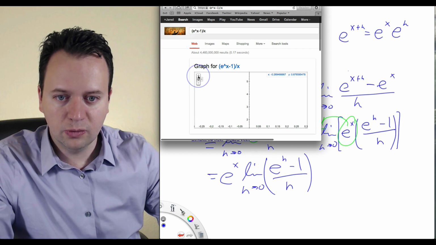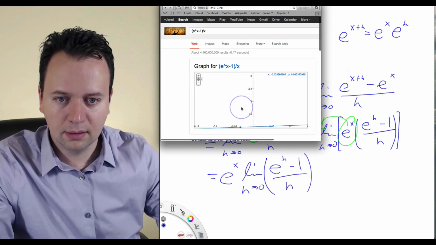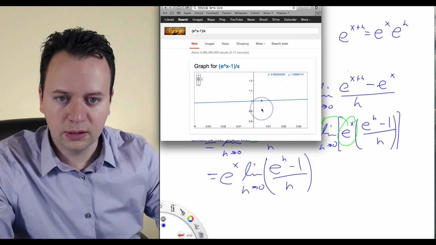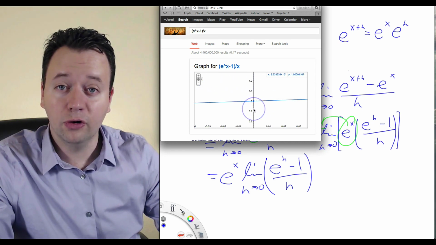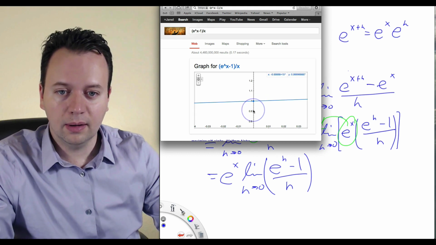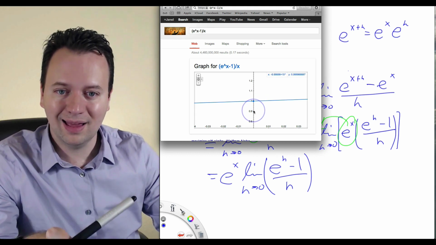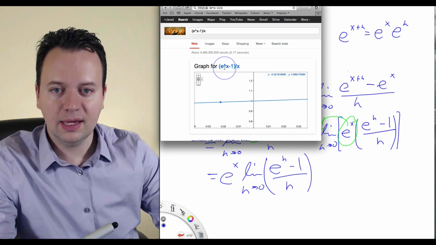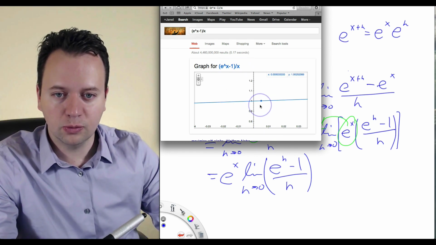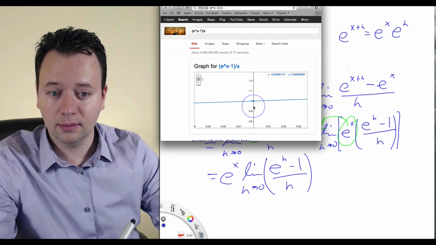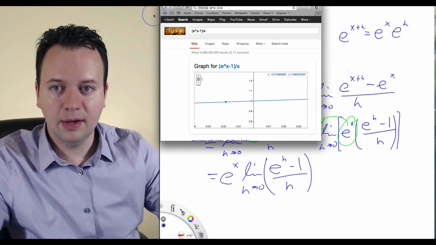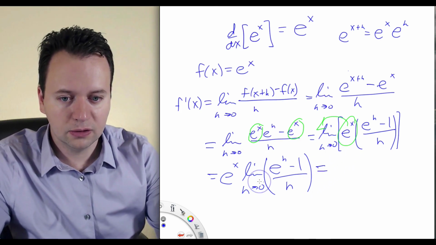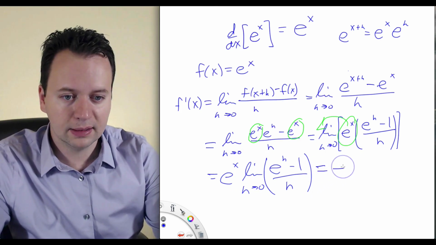But if we keep zooming in, we see that it actually approaches an output of 1. And there should be a hole there exactly at x equal to 0, or in this case, h equal to 0. But basically, when you have e to the h minus 1 over h, as h approaches 0, you're going to approach the number 1, which means that this limit as h goes to 0 is equal to 1. So it's going to be 1 times e to the x.